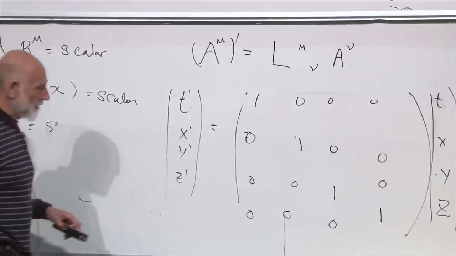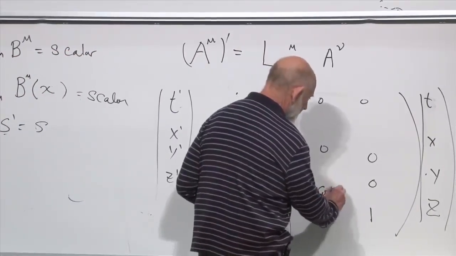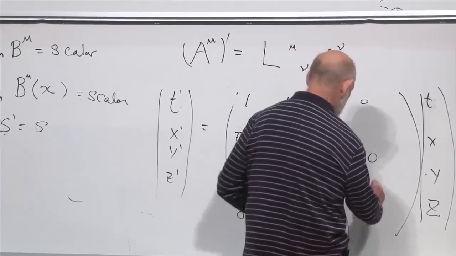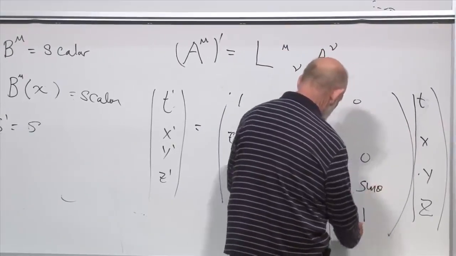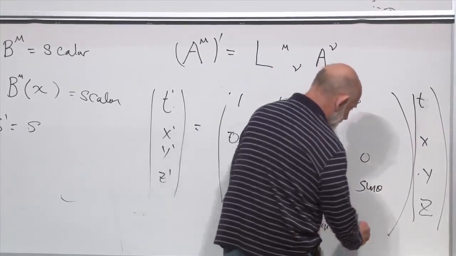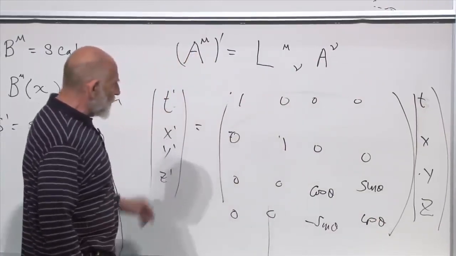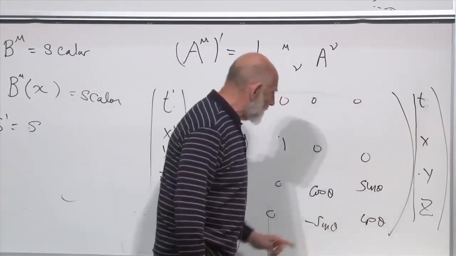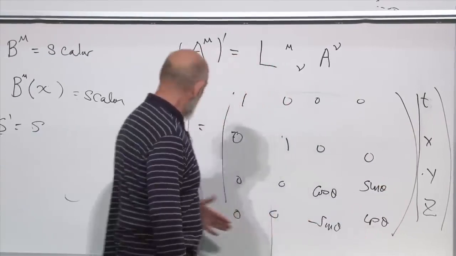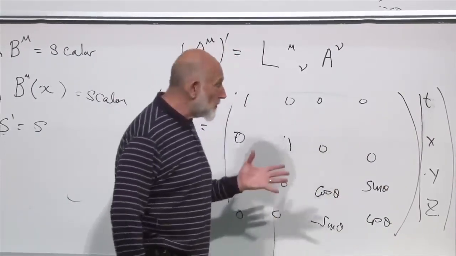Now, you all know the answer. Cosine theta, sine theta, minus sine theta, cosine theta. And this would just say y prime is cosine theta times y plus sine theta times z, and z prime is minus sine theta times y plus cosine theta times z.